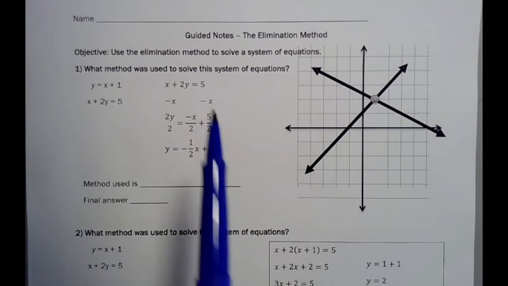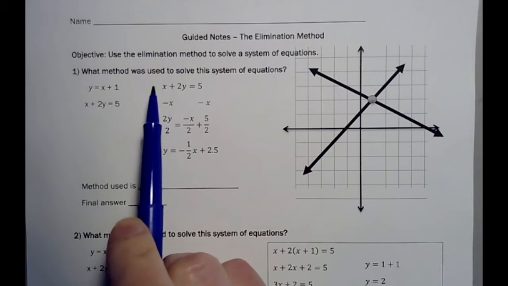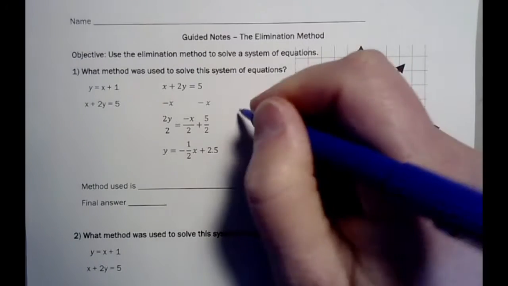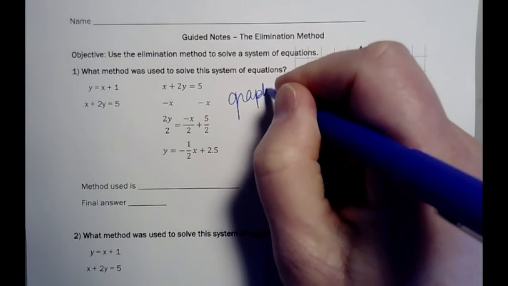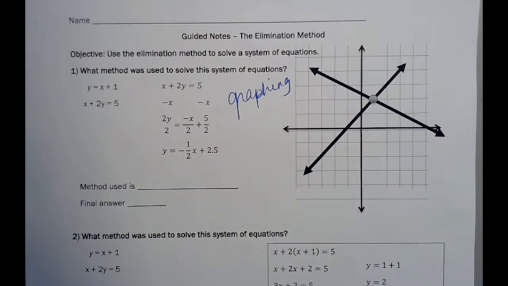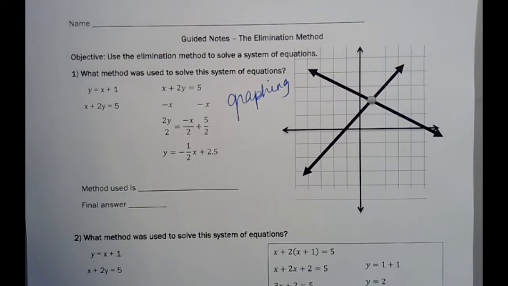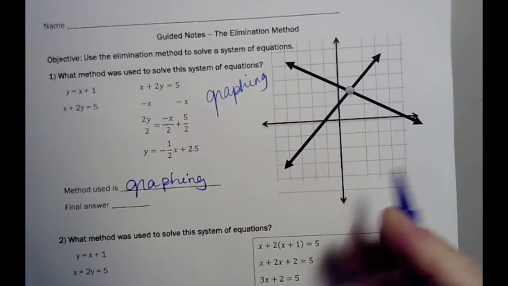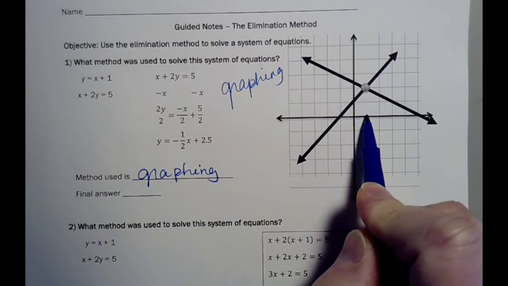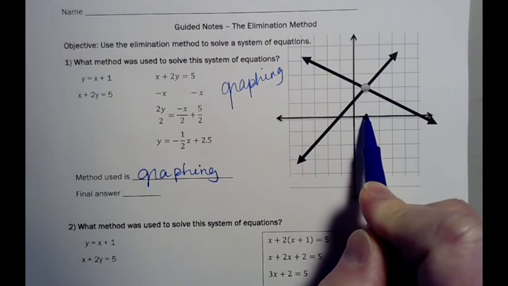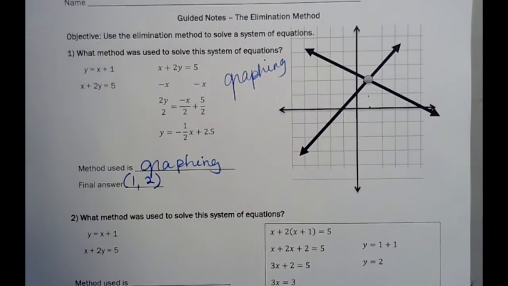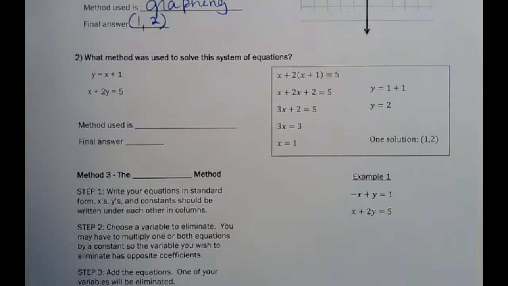But let's just review a little bit. So we have this, it says, what method was used to solve this system of linear equations? Well, we can see here that this was graphed. And so the graphing method was used here, and we know that because that's what was done. And so the method used was graphing. And we can see the final solution, you can't see the line there, but it is there, is 1, 2. So remember, our final solution is always an ordered pair.